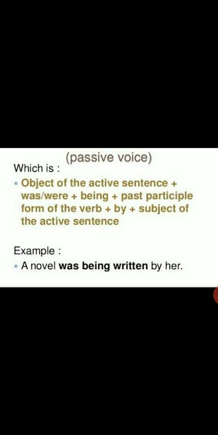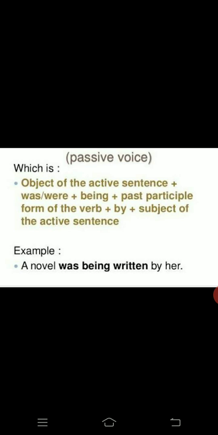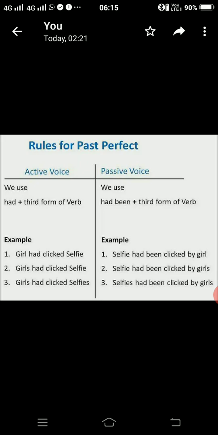What was the sentence? She was writing a novel. What is its passive? A novel was being written by her. Right? Clear? Then students, let's move forward to the next tense.